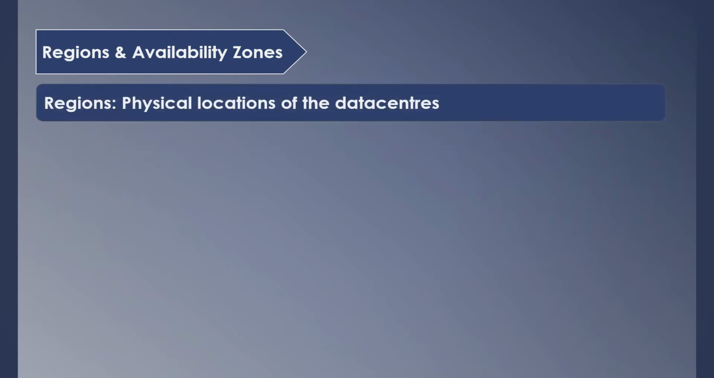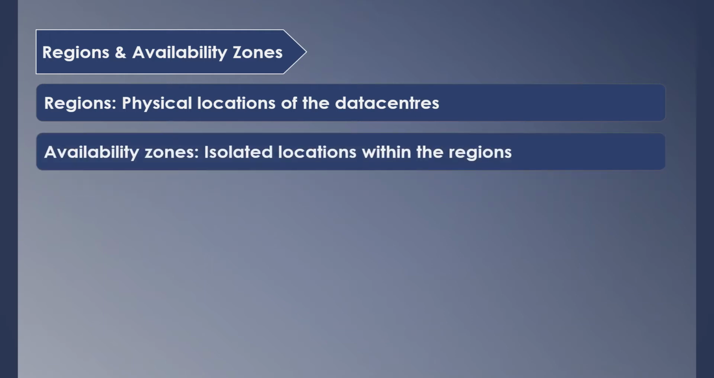AWS regions are the geographic locations around the world where the data centers are physically located. And availability zones are the isolated locations within the regions from where the cloud services are provided. Availability zones have independent power sources, networking, and cooling resources. And this type of isolation helps in supporting disaster recovery.